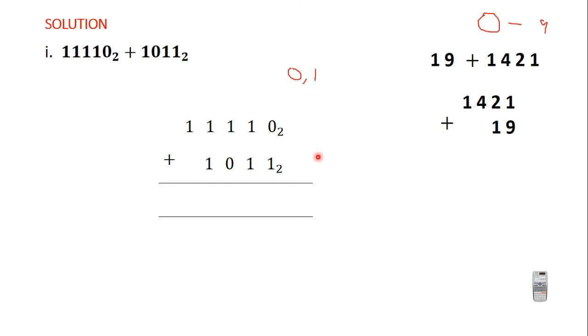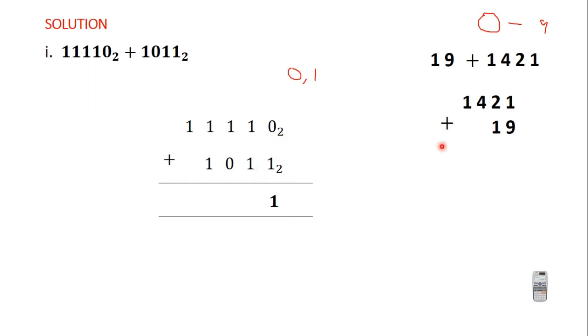Now let's begin with our addition. So we have 0 plus 1. 0 plus 1 will give us 1. 1 in base 2 is 1. Let's move on to the next one. We have 1 plus 1. 1 plus 1 will give us 2. But because we are working in base 2, we can only use the digits 0 and 1. So we will have to find 2 in base 2.